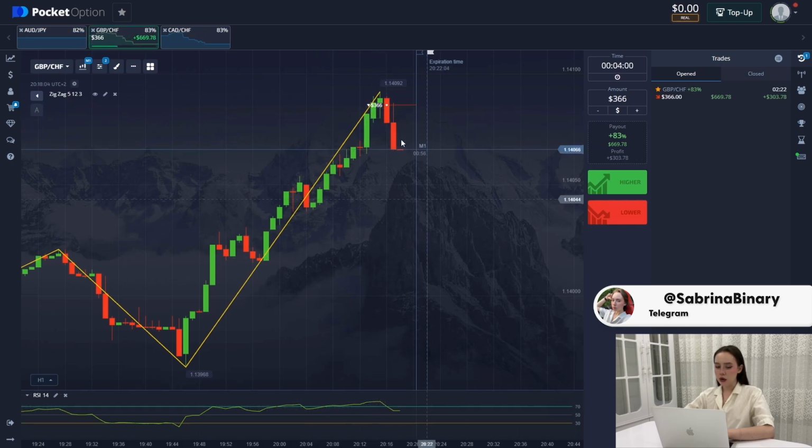Yes, I was right, the RSI indicator has fallen outside the area, and our second candle has also formed downwards, and they're both quite large. When such large candles appear, it gives a big chance to close the deal in our favor.